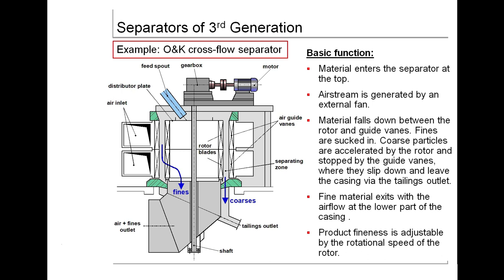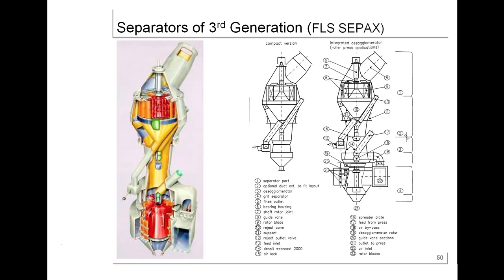Material falls down between the rotor and guide vanes. The fines are stuck in. Coarse particles are accelerated by the rotor and stopped by the guide vanes, where they slip down and leave the casing via the tailing outlet. The fine material exits with the airflow at the lower part of the casing. Product fineness is adjustable by the rotational speed of the rotor.